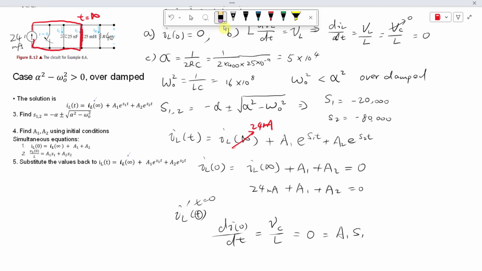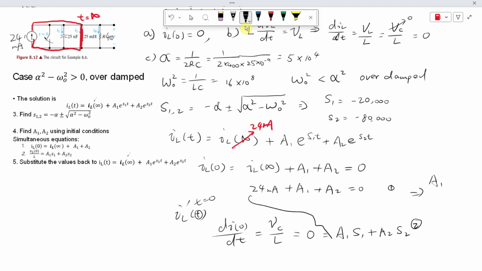I derived this for you because in the exam, the equation sheet doesn't give you this clear form. They give you a longer equation, and you have to do the derivative yourself. Then A2 S2, so that's the equation. We have these two equations, equation 1 and equation 2, and we put them together and solve.